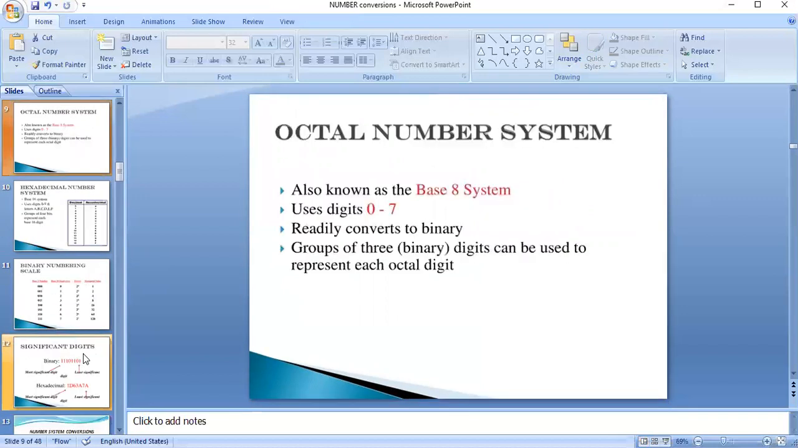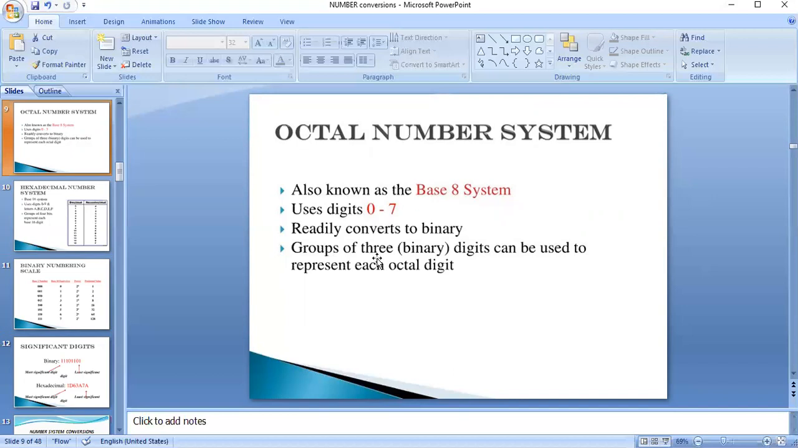For the octal number system, the base or radix is 8. We have totally 0 to 7, which is 8 digits. That's why the base or radix is 8.